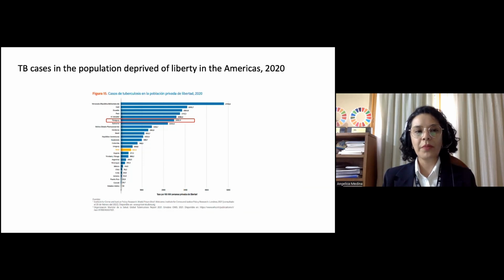And then, to keep in mind, according to the regional report of the Pan American Health Organization for 2020, we have a list of countries according to the amount of TB they have in people in prison. So as you can see, Paraguay was in number 6 with a number of 2,400 cases every 100,000 inhabitants. This was for 2020. Next slide.